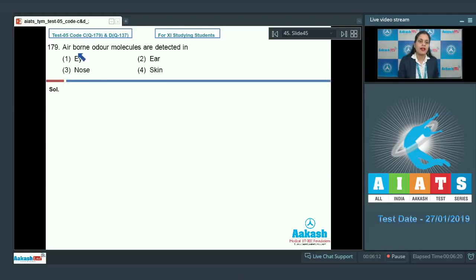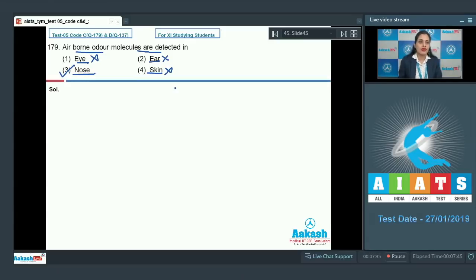Question number 179. Airborne odor molecules are detected in, and the options are eye, ear, nose and skin. And the correct answer to this question is option number 3, nose. Airborne odor molecules are detected in nose. Nose is a structure which is associated with the sense of smell. On the other hand, eye is an incorrect option. It is associated with the sense of vision. Ear is associated mainly with the balance of our body, and it also helps in hearing. And the last option, skin, is also an incorrect option. Skin is the first line of defense of our body. And many mechanoreceptors, photoreceptors, chemoreceptors, and thermoreceptors are present in skin.